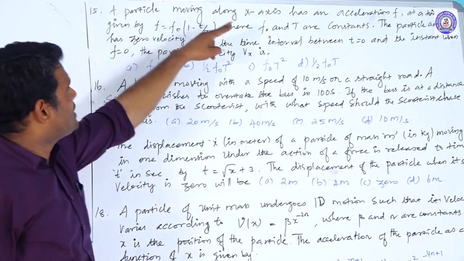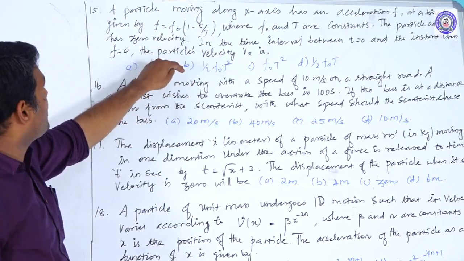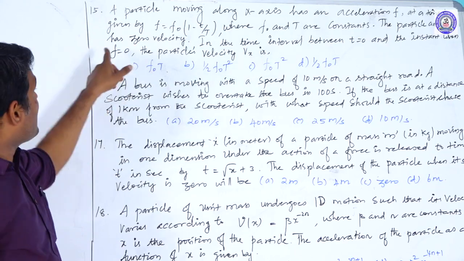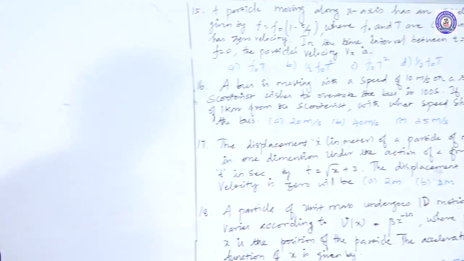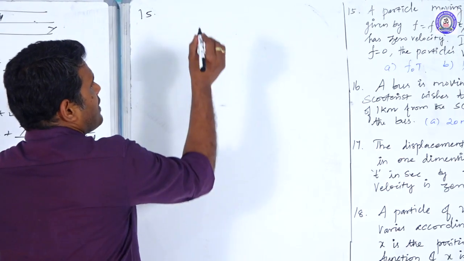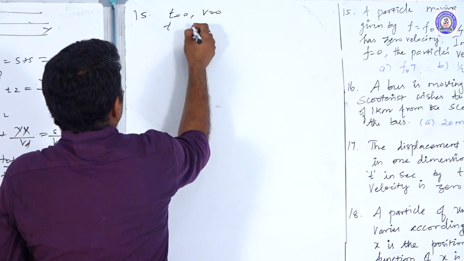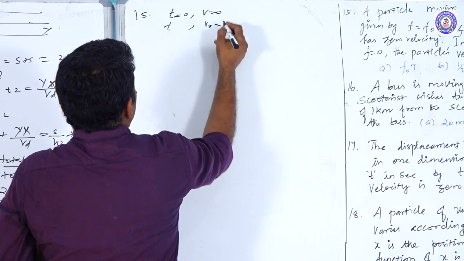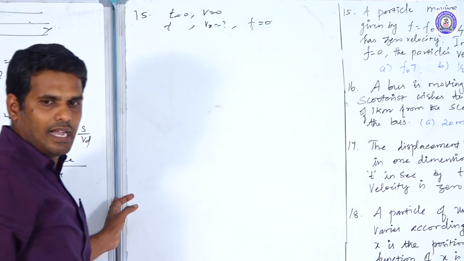What is f? It is mentioned as acceleration. So when time t equals 0, velocity is 0, and at the instant when acceleration equals 0, what will be the particle's velocity? The question is very simple. They are saying when time t equals 0, velocity is 0. When time is t, what is the velocity Vx, where acceleration is 0?